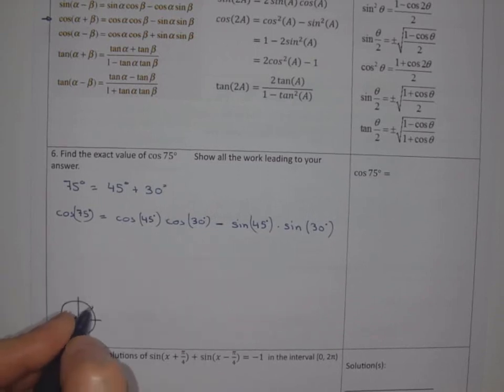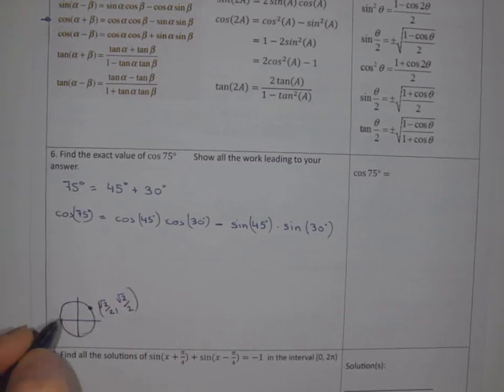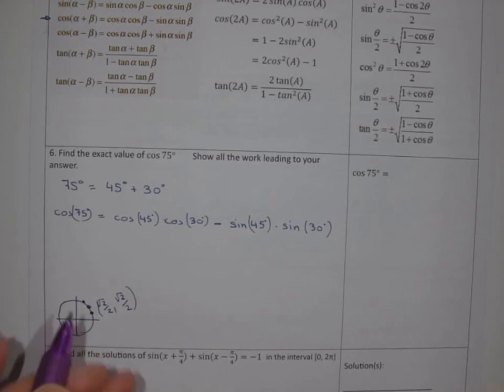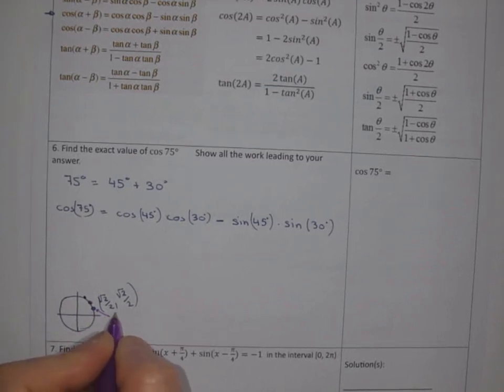cosine of 45, so 45 degrees will be right there, and the cosine will be square root of 2 over 2. The sine will be square root of 2 over 2. And then the next angle will be right here, that will be my 30 degree. And I don't have room, so let's move that down a bit. And that will be a square root of 3 over 2 and a 1/2.